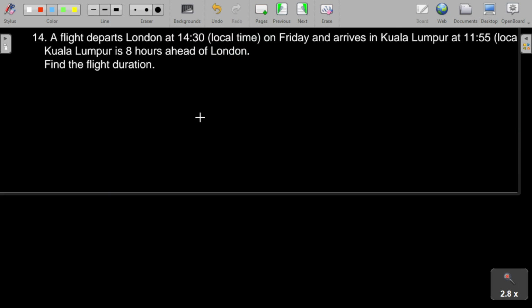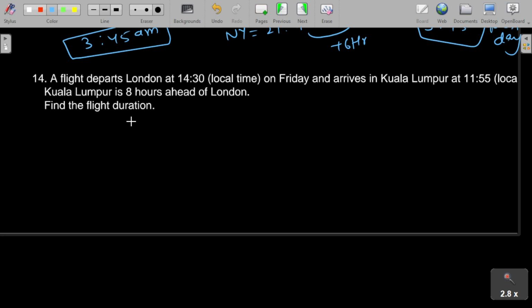14. A flight departs London at 14:30 local time on Friday and arrives in Kuala Lumpur at 11:55, which is Kuala Lumpur is 8 hours ahead of London. Find the flight duration.